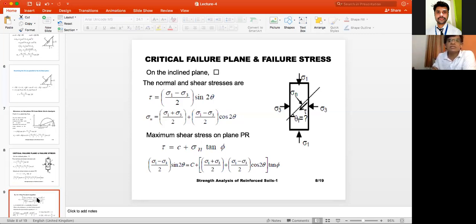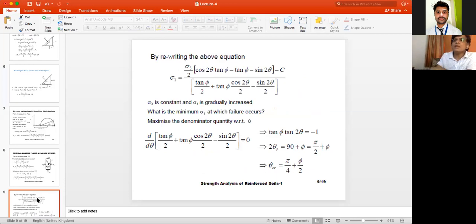Fine. From this, we are supposed to find out when the sample is going to fail. If you keep on increasing the deviator stress, the compressive stress, so that the load keeps on increasing, at what load does the sample start failing? That is called the failure. The sample has just started failing.